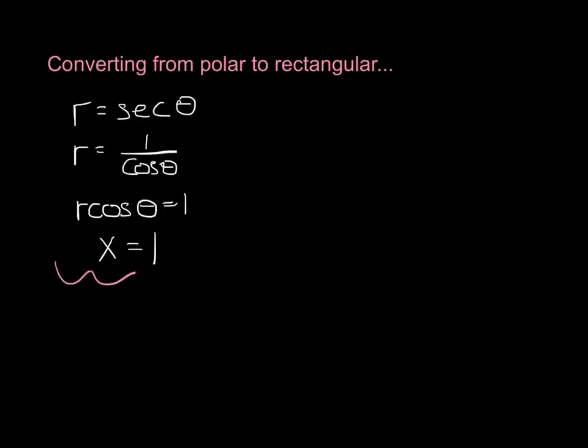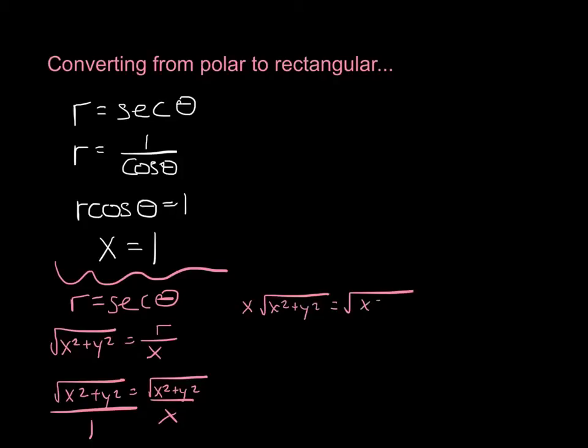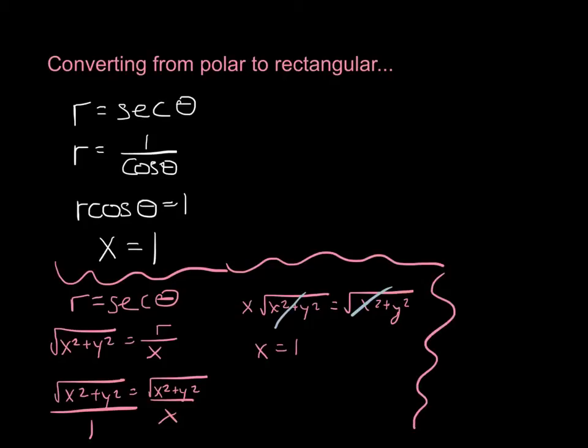A different approach to the same problem could look like this. We could have r equals secant theta. We know that r is radical x squared plus y squared. And we know that secant is r over x. So now, again, we've got r over x. R is also radical x squared plus y squared. If we cross multiply this, we're going to get x radical, and these two would cancel, and we'd be left with x equals 1. So you do whatever you're more comfortable with. We're going to do one more.